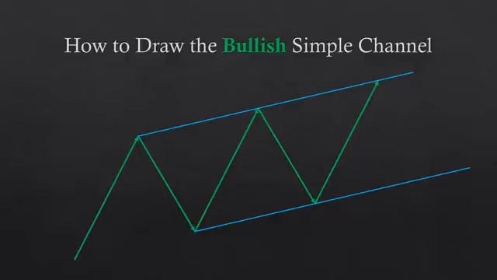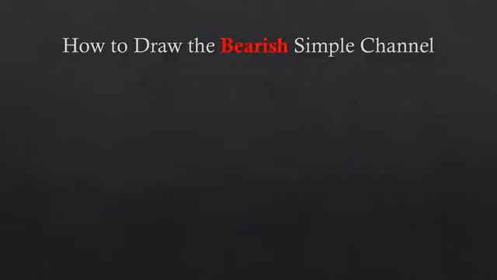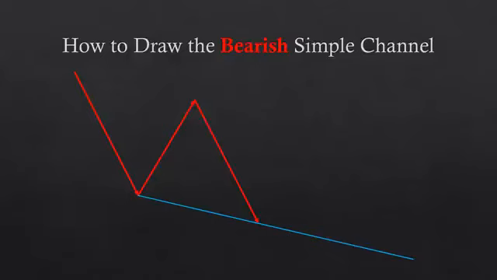Let's now see how to draw the bearish version of the simple channel. In the bearish version of the simple channel, the first step is to identify two lows. The second low must be lower than the first one. Next, you connect the two lows in order to form a line with a specific angle. The third step is to duplicate this line to the high in between the two lows you identified earlier.